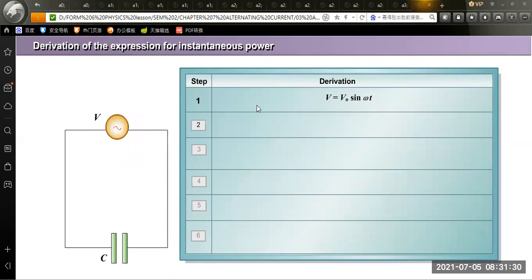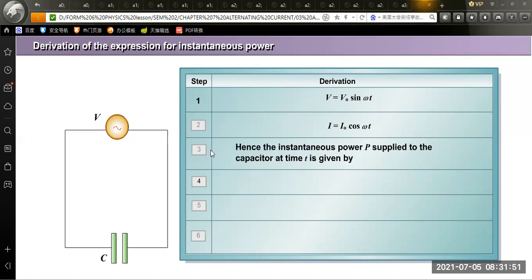Derivation of the expression for instantaneous power, where P is equal to IV. So when V equals V naught sin omega T, the I will be I naught cos omega T, because the phase difference is pi over 2. Pi over 2, one is sin, one is cos. Hence the instantaneous power P supplied to the capacitor at time T is given by P equals IV. Replace I naught cos omega T and V naught sin omega T into the formula. So instantaneous power, this means power at any position, P is equal to 1 over 2 V naught I naught sin 2 omega T.